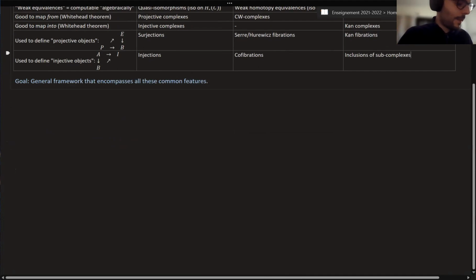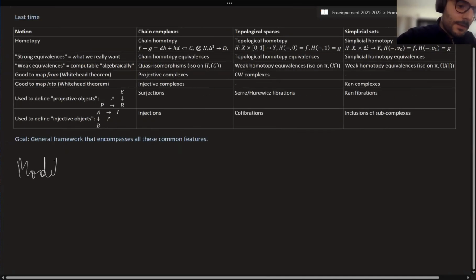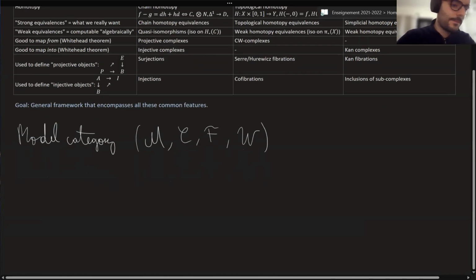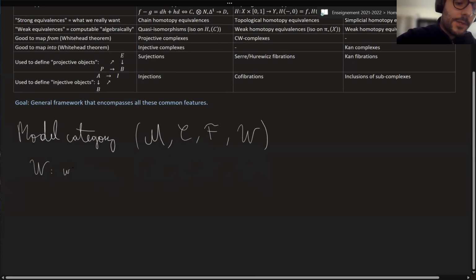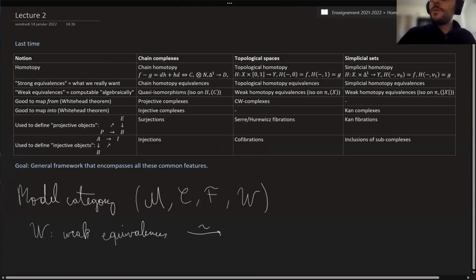No? Okay. So let me remind you of the definition of a model category. So a model category is the data, first of all, of a category, a class of cofibrations, a class of fibrations, and a class of weak equivalences. Okay, so weak equivalences are the most important part. Typically, I denote them like that, an arrow with a small wave on top. Okay, so you should think about them as quasi-isomorphisms or weak homotopy equivalences. Okay, so this is what we are interested in. We want to classify spaces up to this notion of equivalence.